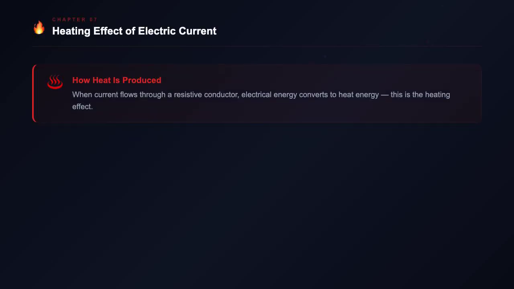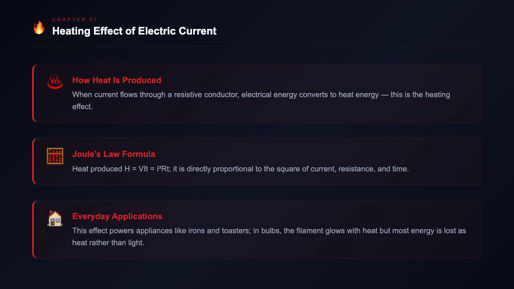Heating effect is the conversion of electrical energy into heat energy. This happens when current flows through a resistive conductor. The heat produced can be calculated using Joule's law of heating. The law states that heat is equal to voltage multiplied by current multiplied by time. Heat is also equal to current squared multiplied by resistance multiplied by time.